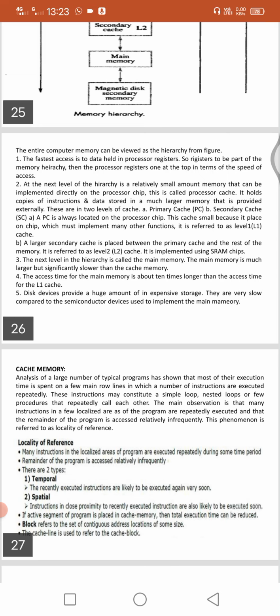Disk devices provide a huge amount of inexpensive storage. The disk is nothing but secondary storage, so it stores a huge amount of data. But disks are very slow when compared to the semiconductor devices used to implement the main memory. So secondary memory is very high in storage, but in accessing it is very low compared to main memory. These are the levels of the memory hierarchy.